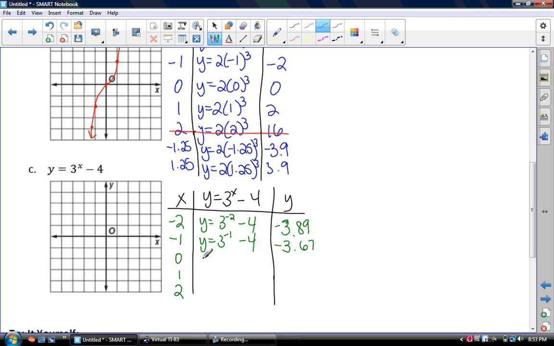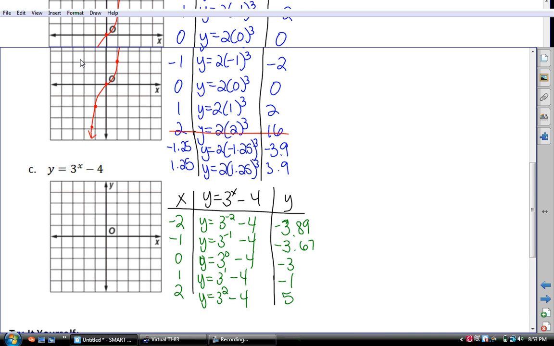When we put 0 in for x, we have y equals 3 to the 0 minus 4. And as we should know by now, anything to the 0 is 1. So this is 1 minus 4, which is -3. When we put in 1 for x, y equals 3 to the 1 minus 4. That's just 3 minus 4, which is -1. And the last one, 3 squared minus 4. This is 9 minus 4 is 5.